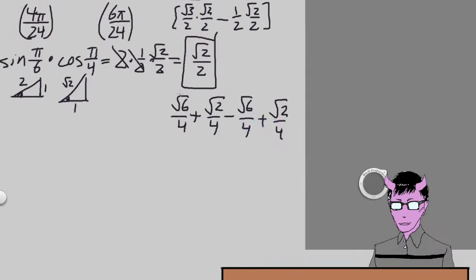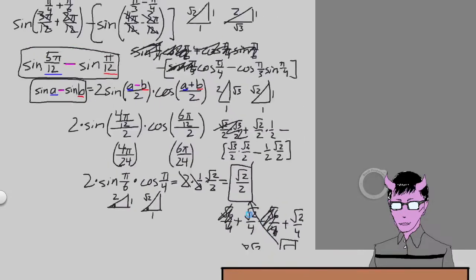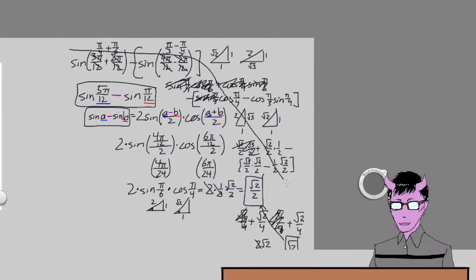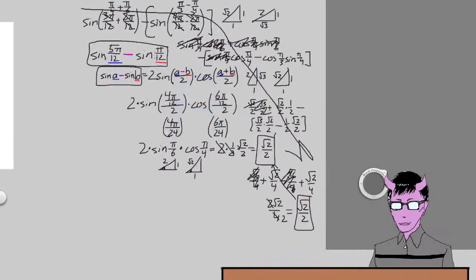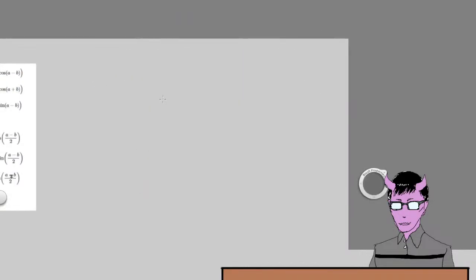Wow. This one perfectly cancels with that one. And then this one plus this one gives us 2 root 2 over 4. Partial cancellation. Final answer is root 2 over 2. And that is consistent with the first answer. So that's a lot of work. So let's stick with the first method, right? Alright.